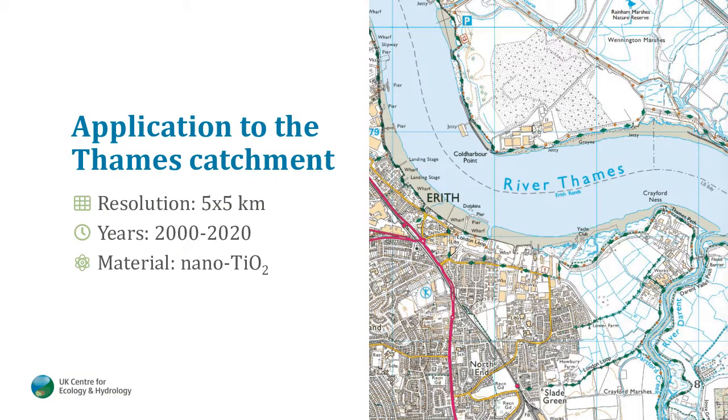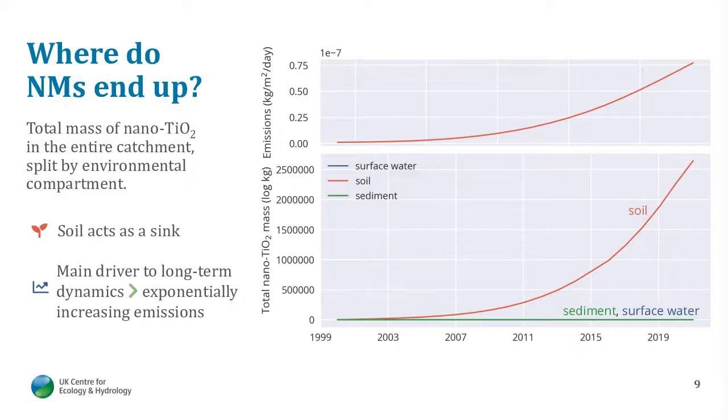So just to wind back a bit and give you an example of some of the outputs from the model, I'm just going to show you some results for this scenario here, which is running the model for the Thames catchment in the UK using a grid resolution of 5 by 5 kilometres for the years 2000 to 2020 and for nanotitanium dioxide. This scenario is based on modelled releases, so they're quite realistic, spatiotemporal releases of nanomaterials to the environment. And these are the kinds of questions we can begin to answer with this type of model.